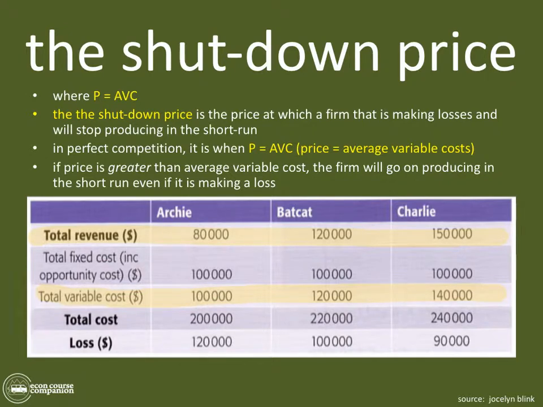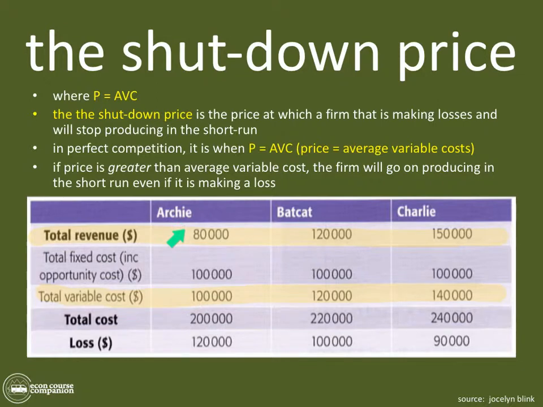Okay? So, here is some language. The shutdown price is where P equals AVC. And the shutdown price is the price at which a firm that is making losses will stop producing in the short run. In perfect competition, it is where P equals AVC, average variable cost. Okay? If the price is greater than the average variable cost, the firm will go on producing in the short run, even if it is making a loss. And I might need to make this point clear again, right? We're talking about the short run.